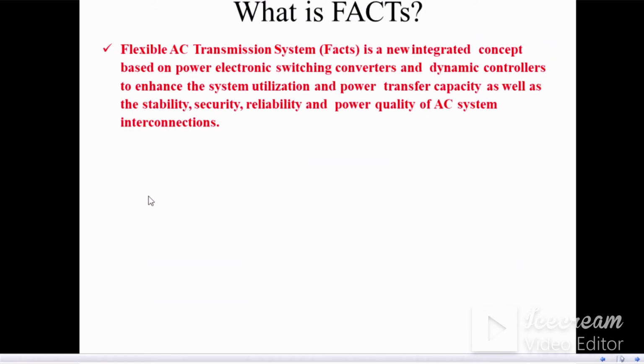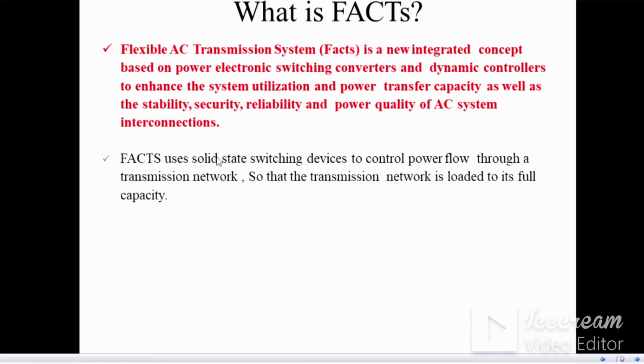So now we can easily define what we mean by FACTS devices. FACTS stands for Flexible AC Transmission Systems, which is a new integrated concept based on power electronic switching converters and dynamic controllers to enhance the system utilization and power transfer capacity, as well as it enhances the stability, security, reliability and power quality of AC system interconnection.